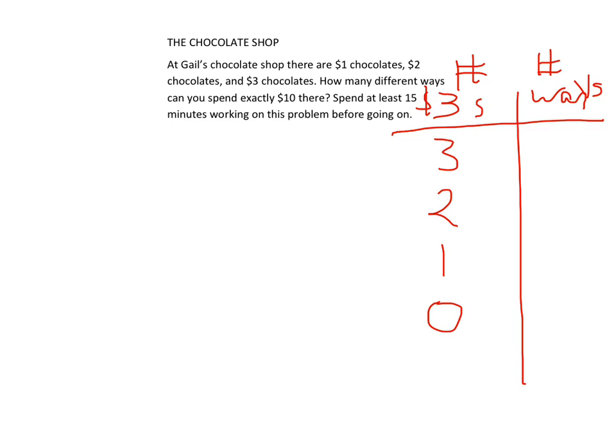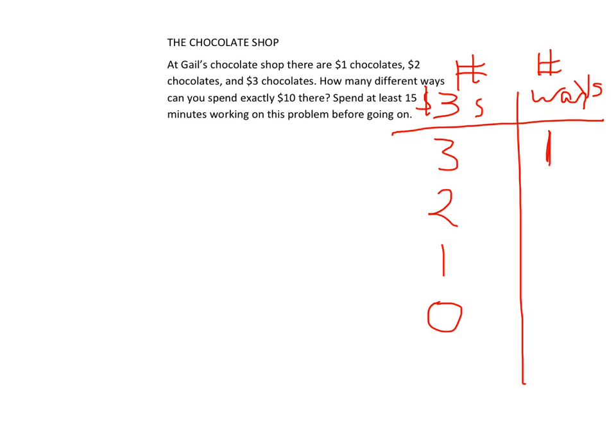So if we buy 3 $3 chocolates, well, obviously there's only one way. 0 2s and then 1 1. So this first column here is for the 2s, second column is for the 1s. So there's just one way, that's pretty obvious, and we get 1 1 up here.